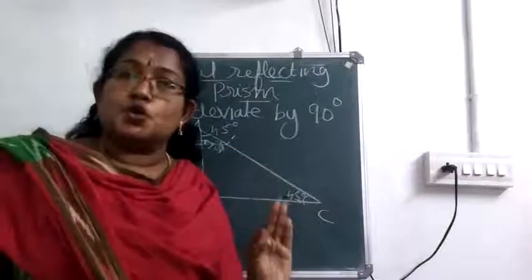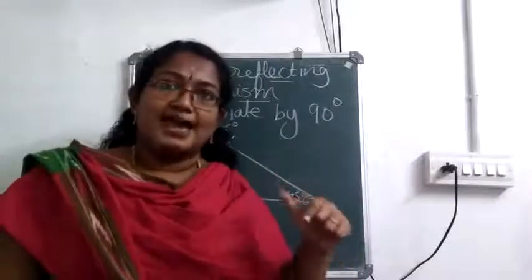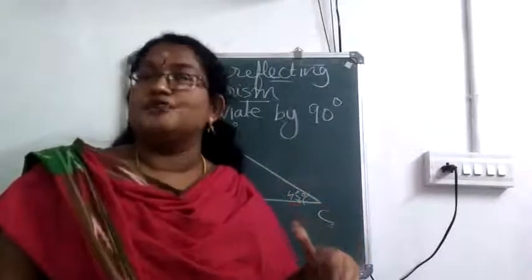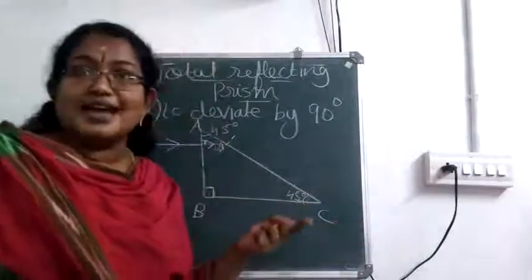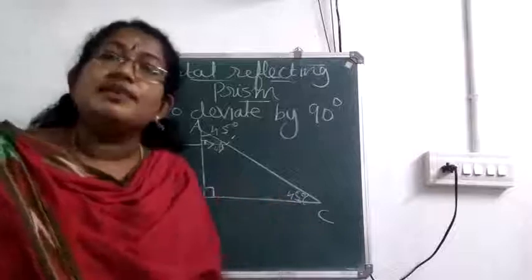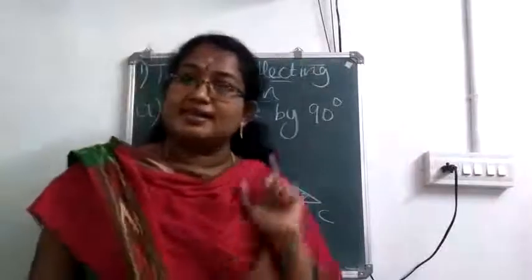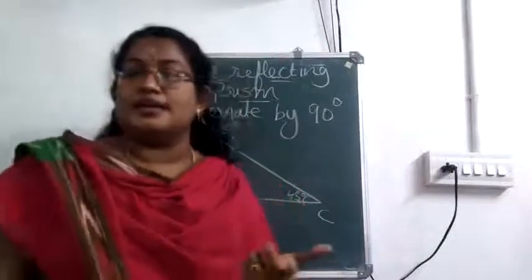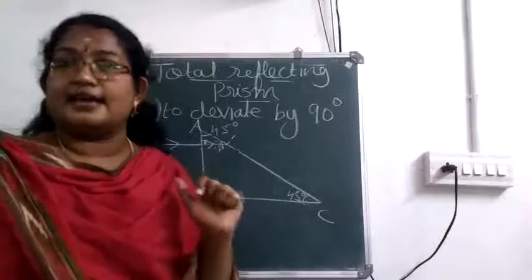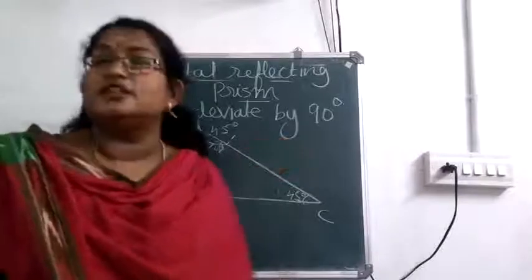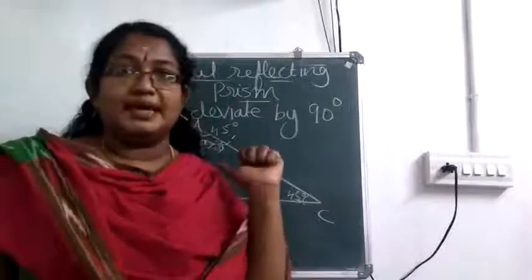So, what is the critical angle? The angle of incidence in the denser medium for which the angle of refraction in the rarer medium is 90 degrees, isn't it? And we already learned that if the ray is moving from a denser medium to a rarer medium, and if the angle of incidence is greater than the critical angle, the ray won't undergo refraction. Instead, it gets reflected into the same medium, isn't it?